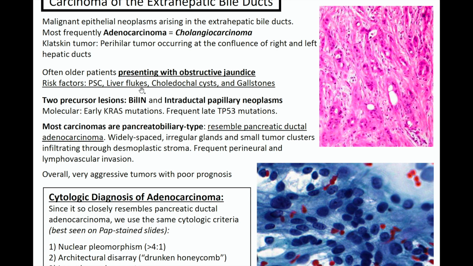Most carcinomas are pancreatobiliary type. They resemble pancreatic ductal adenocarcinoma with widely spaced irregular glands and small tumor clusters infiltrating through desmoplastic stroma, with frequent perineural and lymphovascular invasion. Overall, these are very aggressive tumors with a poor prognosis.